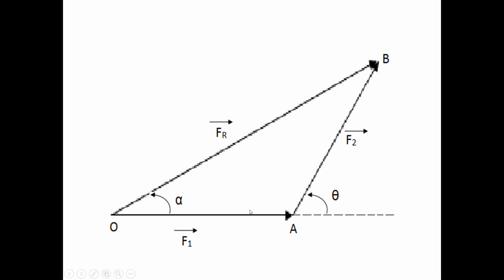Then this third side of the triangle, OB, is the resultant force of the two forces F1 bar and F2 bar. In this triangle, OA bar is equal to F1 bar, AB bar is equal to F2 bar, and OB bar is equal to FR bar. We call this the triangle law of forces.